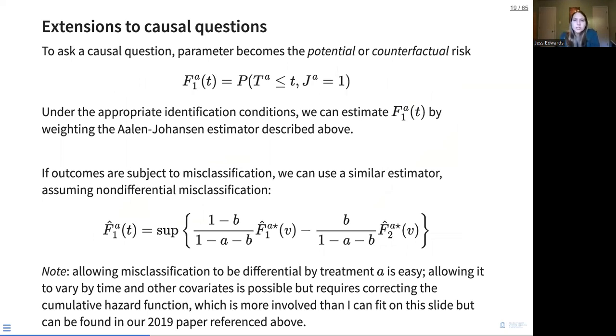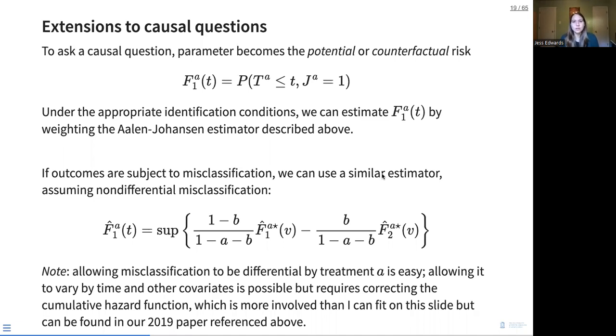When we ask a causal question, the parameter moves away from the observed risk to this potential or counterfactual risk function. I am probably preaching to the choir for this group, but we all know that under appropriate identification conditions, we can estimate these counterfactual risks using inverse probability weighting or G computation. Here we looked at a setting where we weighted the Aalen-Johansen estimator that we described earlier to obtain these counterfactual risks. Of course, if the outcome is subject to misclassification, we won't be able to estimate them well because we have outcome measurement error.